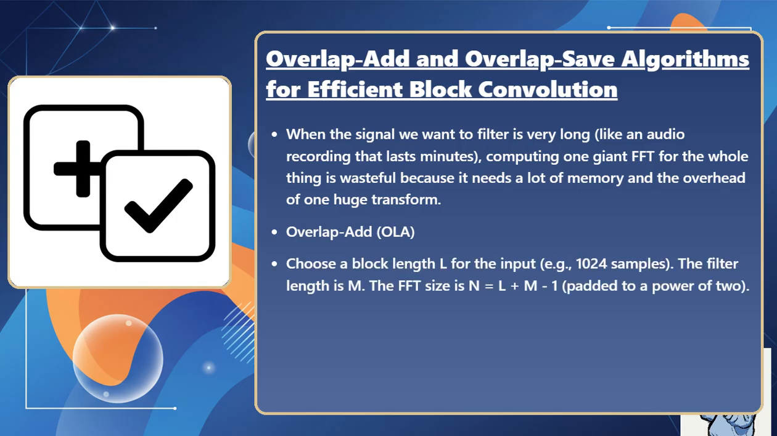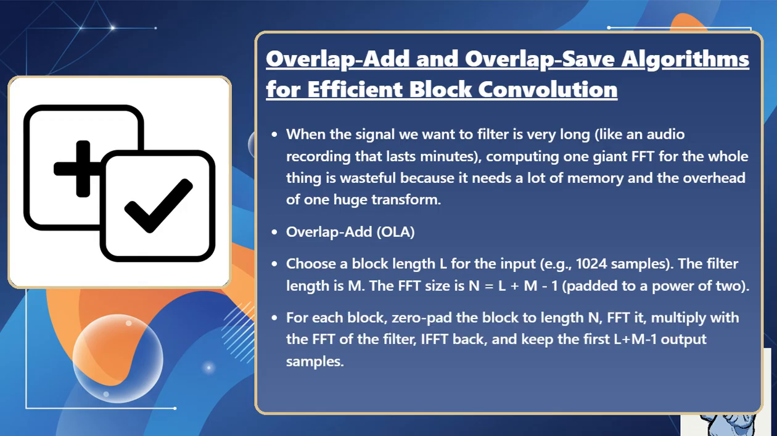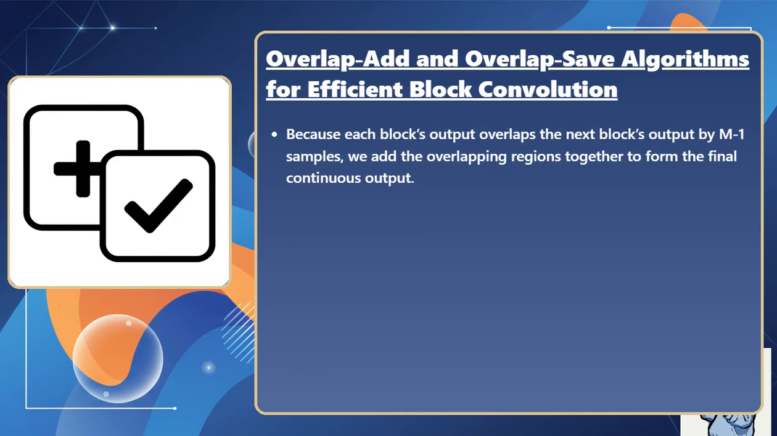Choose a block length L for the input, for example 1024 samples. The filter length is m, the FFT size is n equals L plus m minus 1, padded to a power of 2. For each block, zero pad the block to length n, compute its FFT, multiply with the FFT of the filter, compute the inverse FFT, and keep the first L plus m minus 1 output samples. Because each block's output overlaps the next block's output by m minus 1 samples, we add the overlapping regions together to form the final continuous output.